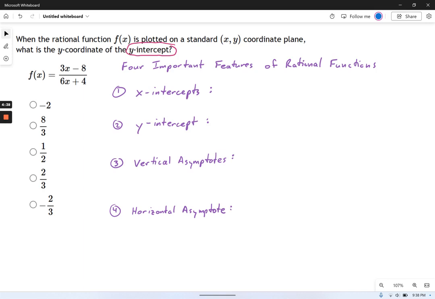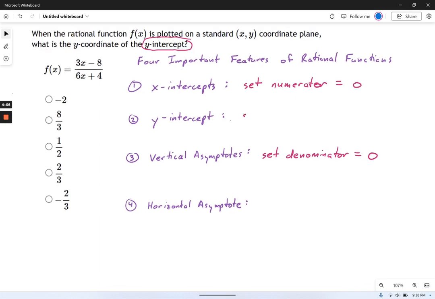Now you might remember this from going over them in class, but each of them has a pretty easy recipe. For the x-intercepts, we set the numerator of the rational function equal to 0. For the vertical asymptotes, we set the denominator equal to 0. And I'll show you how to solve these in a moment. For the y-intercept, we set x equal to 0.